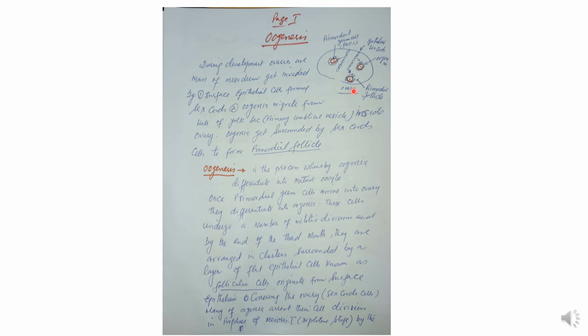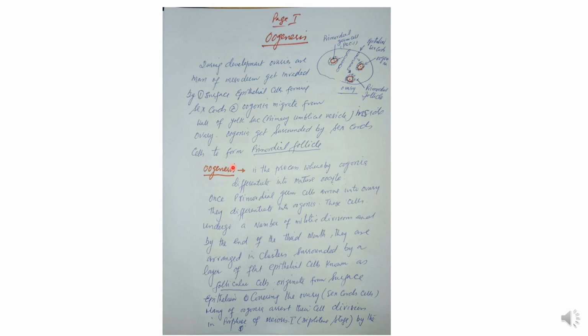So the ovary is invaded by surface epithelial cells from the sex cords. Oogonia migrate from the wall of the yolk sac, the primary umbilical vesicle, inside the ovary. Oogonia get surrounded by sex cord cells to form the primordial follicle. Now, the process of oogenesis.